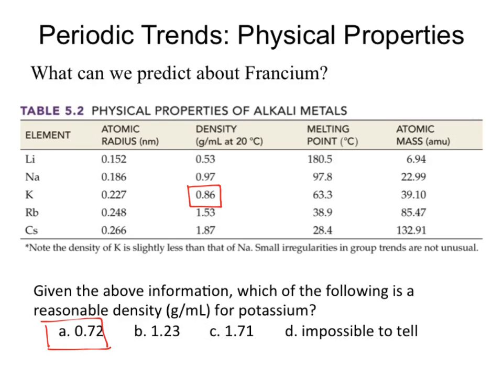It constantly goes up. So as a predictive ability, guessing it goes down is counter to all of your evidence. What's your best answer? B. Why not C? Because that's too high of a jump. That exceeded rubidium's density. Okay?